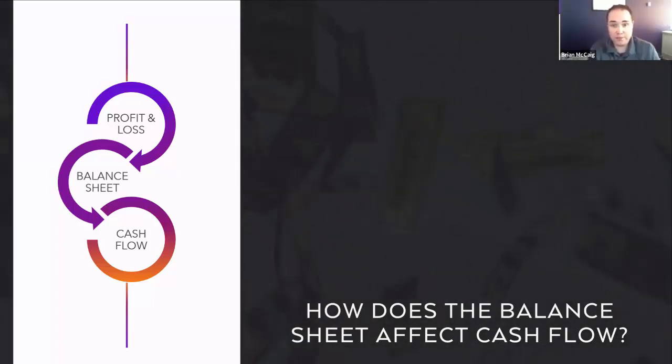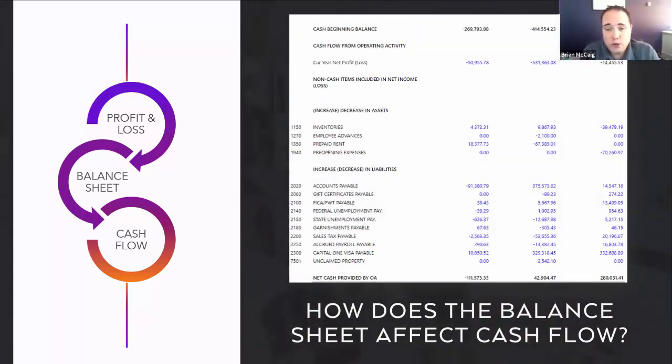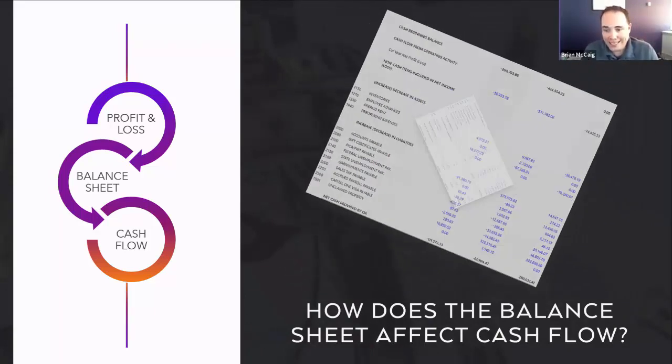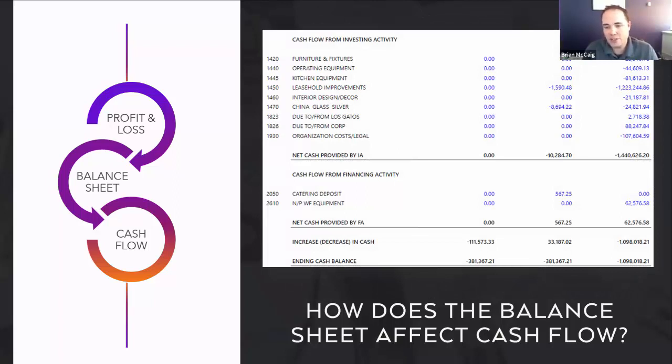Okay, so let's talk a little bit about the cash flow statement, and specifically how does the balance sheet affect that cash flow statement? So remember, your cash flow statement represents how your balance sheet and P&L work together to have an impact on your cash and operating accounts. This is a great way to understand where your money is going. The cash flow statement is the answer to that question, why does my bank account balance not reflect my profit? The more you understand this statement, the better you can forecast your cash flow.